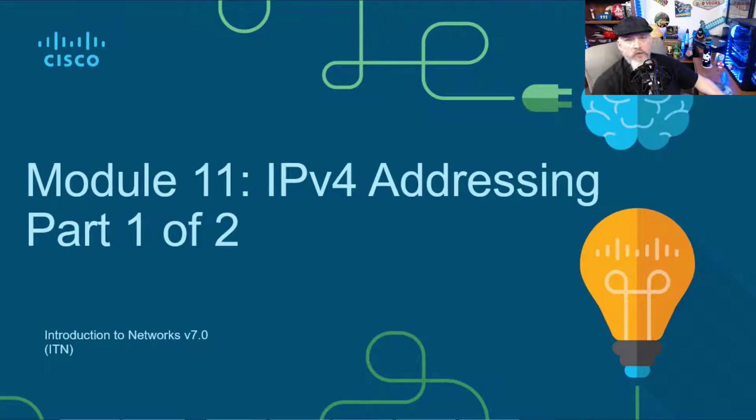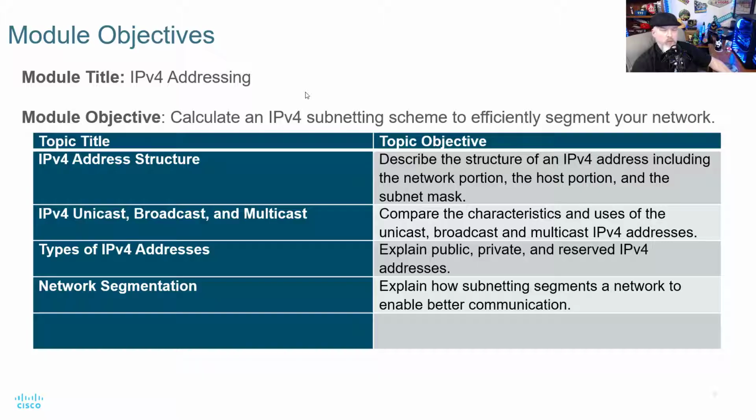This video is Module 11, Part 1 of 2 for the Intro to Networks, Version 7 for the Cisco Networking Academy. We're going to be covering IPv4 addressing. In this video, which is Part 1 of 2, Part 2 of 2 will have a link in the description below. We're going to look at an IPv4 subnetting scheme and how we segment that scheme.